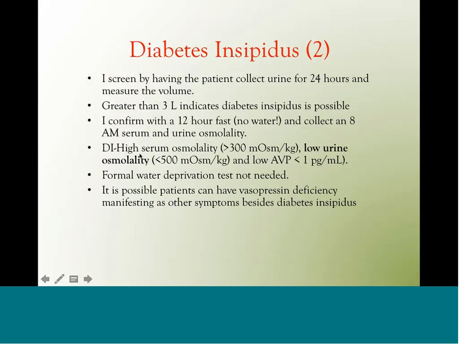Diabetes insipidus is marked by a high serum osmolality, usually greater than 300. A low urine osmolality means that they don't concentrate the urine. They have dilute urine in spite of having a high serum osmolality. They usually use a cutoff of about 500. And they also have a low AVP level of less than 1. I'd like to see all 3 of these when I make the diagnosis, but I think the urine osmolality is the most important one.